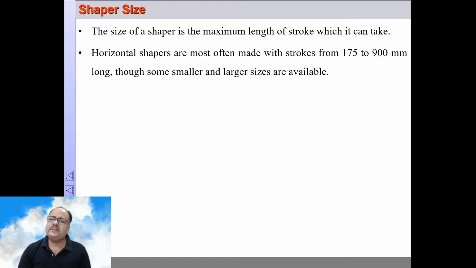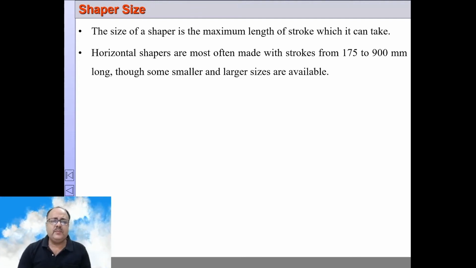Let's say a shaper machine of 200 mm maximum length of stroke. That means that the shaper machine is capable of a maximum length of stroke of 200 mm. It is also capable of a maximum cross feed of 200 mm, and a maximum vertical feed of 200 mm. Which basically means you can machine a maximum size of workpiece which is a cube of 200 by 200 by 200 mm, or a cube of 200 mm size rather.